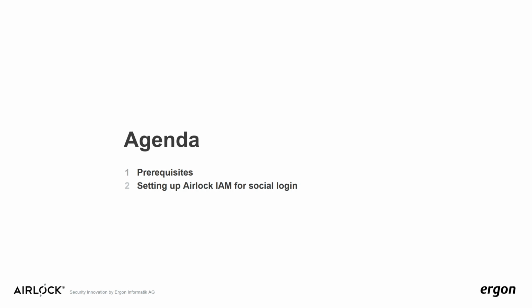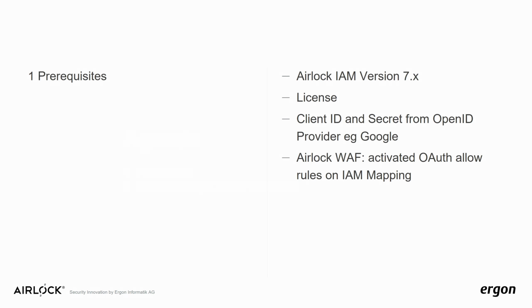So what do we need to enable the social login feature in Airlock IAM and how to set up the configuration? Please be aware that I'm not going to show every step on how to set up the plugins. Instead, I will show you a prepared configuration to keep this video as short as possible. In order to use social login, please make sure that you use at least Airlock IAM version 7.x, order a valid license at order@airlock.com, are in possession of a client ID and client secret from your identity provider such as Google, and activate the corresponding allow rule on the Airlock WAF IAM mapping.